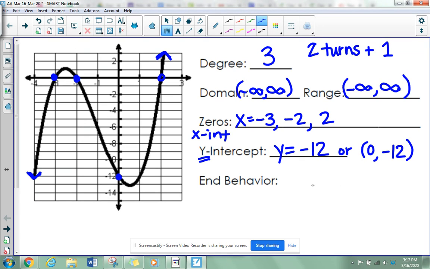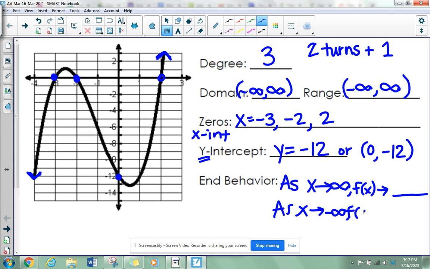The last characteristic that we looked at was end behavior. And I said this is one of those things that it's written the same way every time. And if you can just get used to the way it's written, then it should be kind of easy to answer this. It always starts off by saying as x approaches positive infinity, f of x approaches, and you would need to fill in a blank. And then it says as x approaches negative infinity, f of x approaches, and again, you'd fill in a blank.